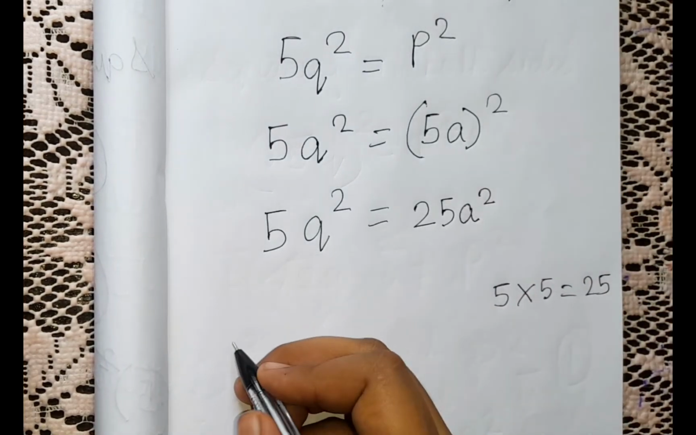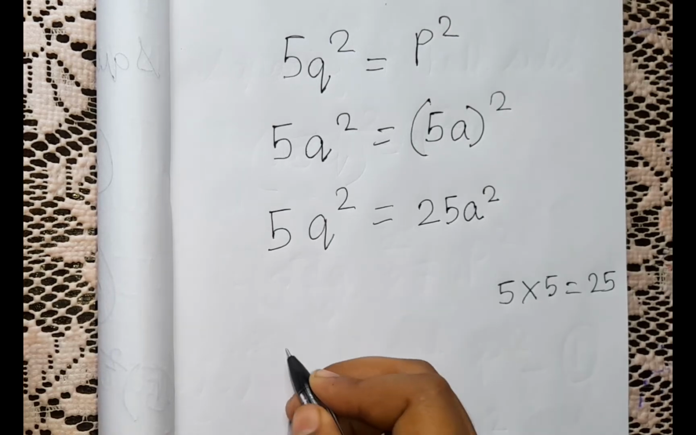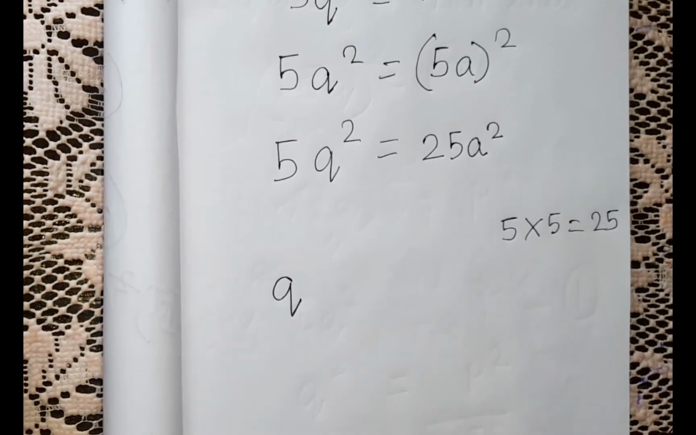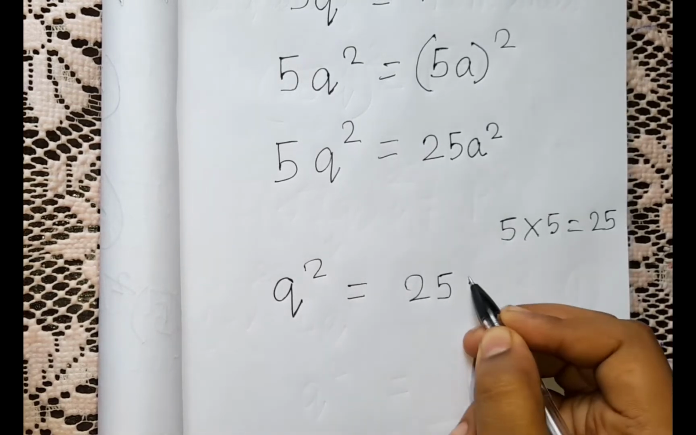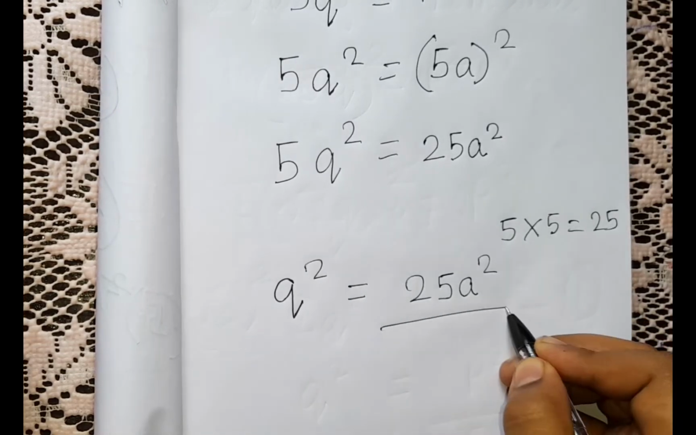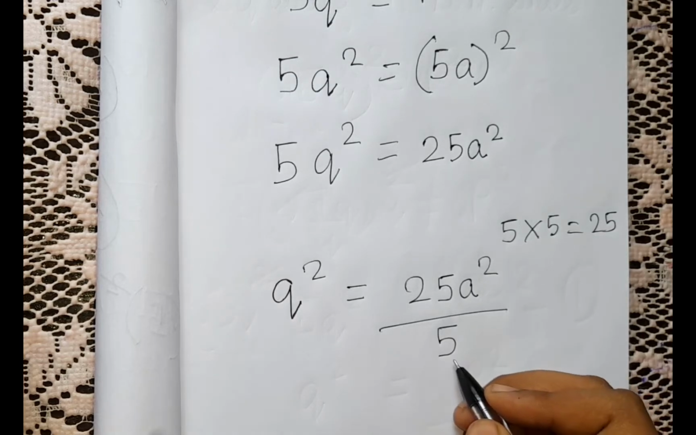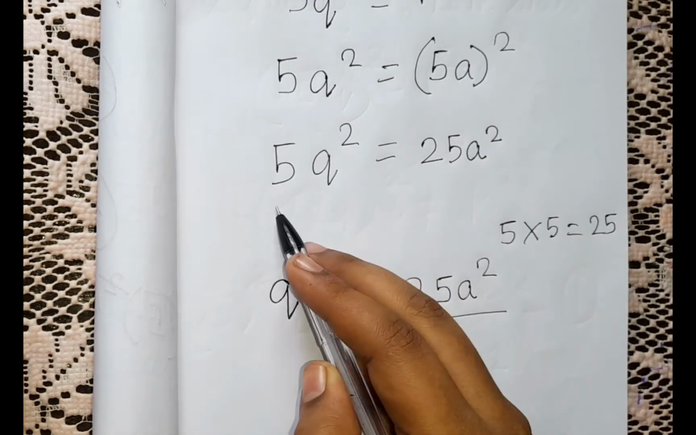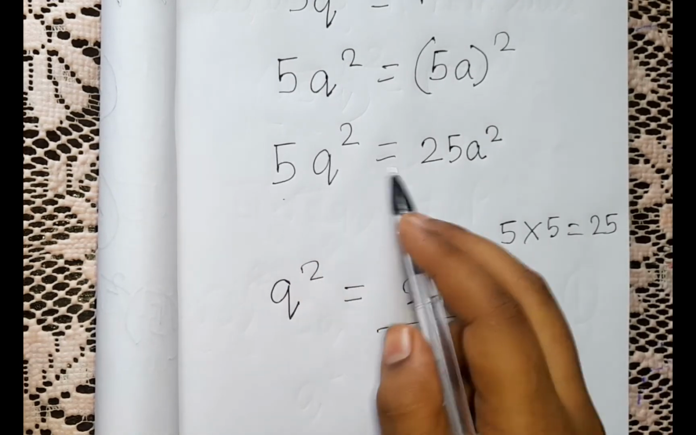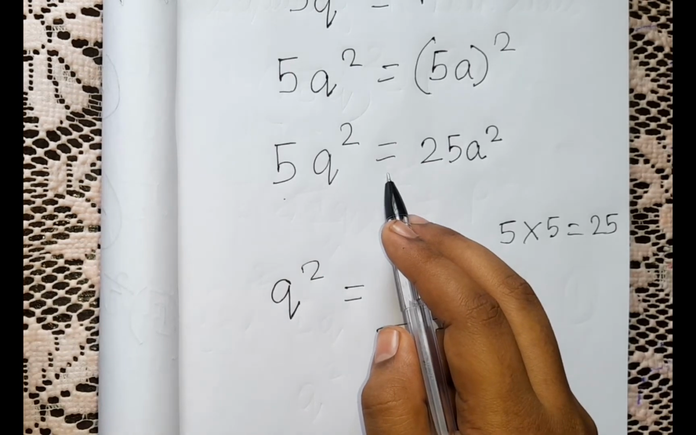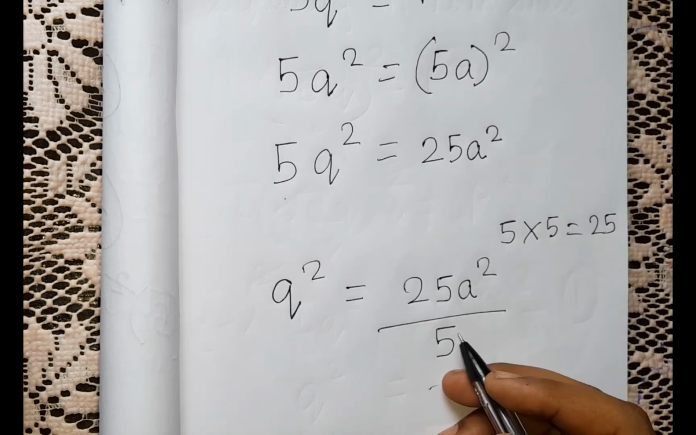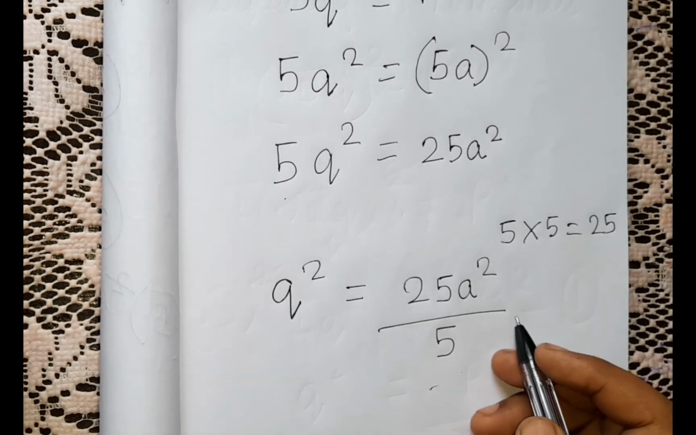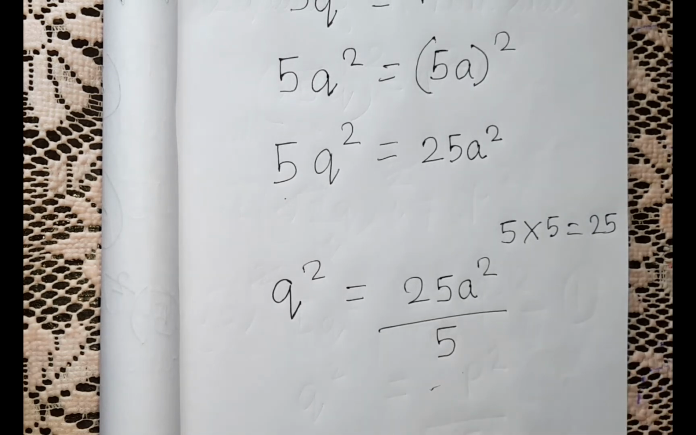Now we shall write q square is equal to 25a square divided by 5. Why is it division? That's because here it was in the multiplication form. When it crosses this bridge, that is equal to, then it becomes division. So this is very, very important. Please learn this. Please remember this. So now it is 25a square by 5.